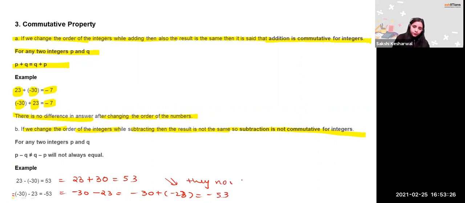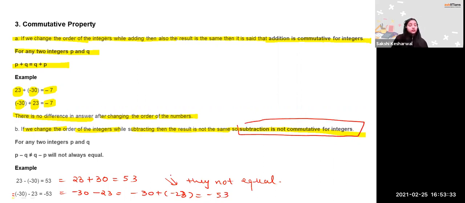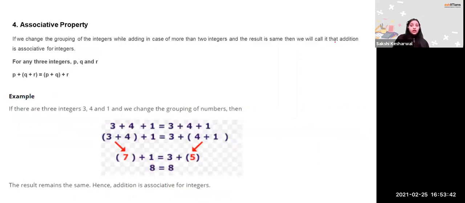They are not equal. So can I say that subtraction is not commutative under integers, but addition is commutative for the integers, right? Now let's come to the next thing: the associative property, the second part.